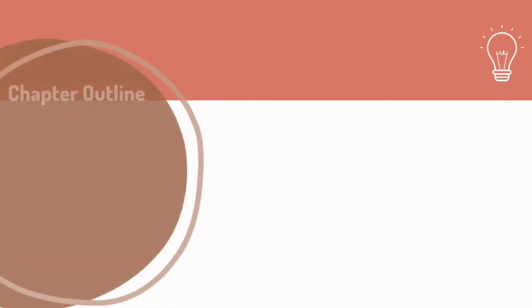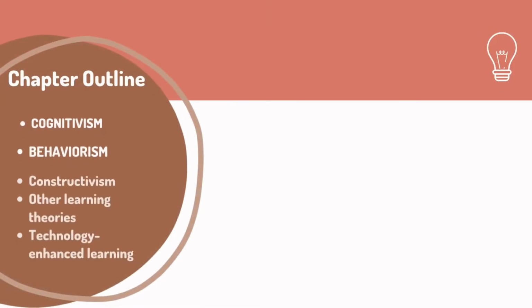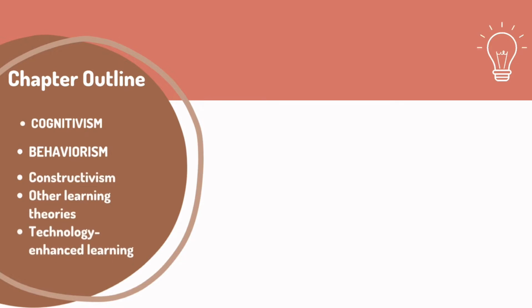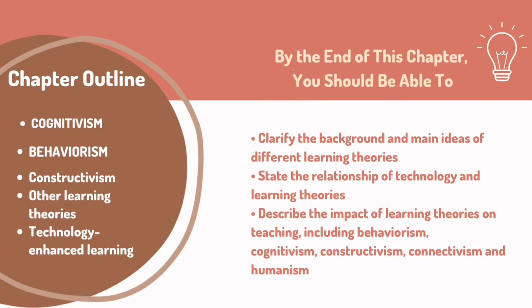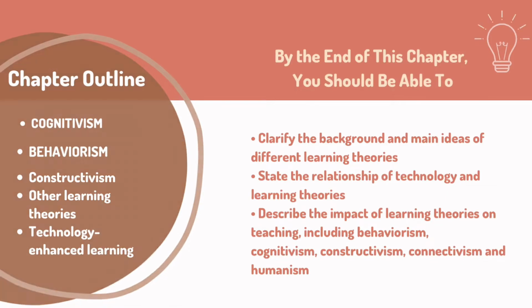So, for the chapter outline, there are cognitivism, behaviorism, constructivism, and other learning theories. Finally, technology enhanced learning will be described briefly and elaborately. By the end of this chapter, you should be able to clarify the background and main ideas of different learning theories, then state the relationship of technology and learning theories, and lastly, you would be able to describe the impact of learning theories on teaching, including behaviorism, cognitivism, constructivism, connectivism, and humanism.